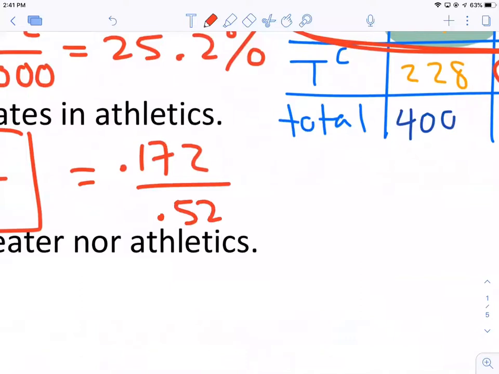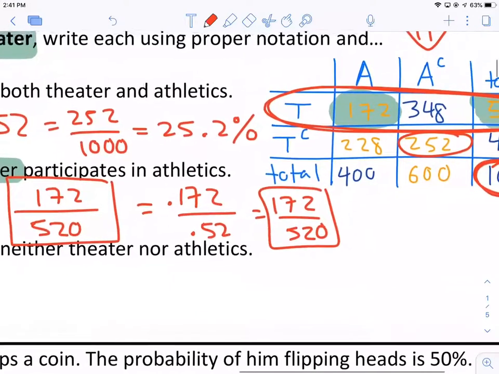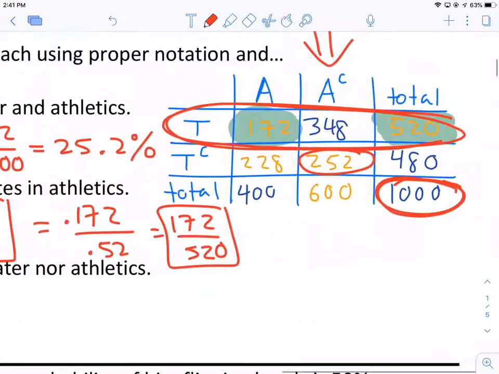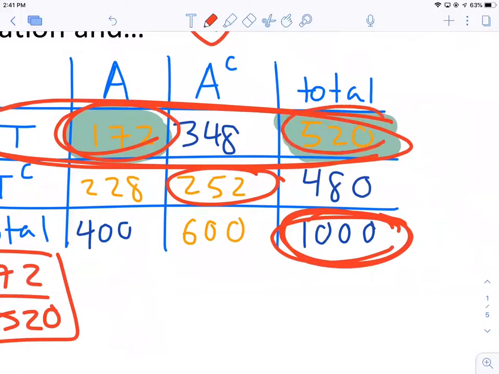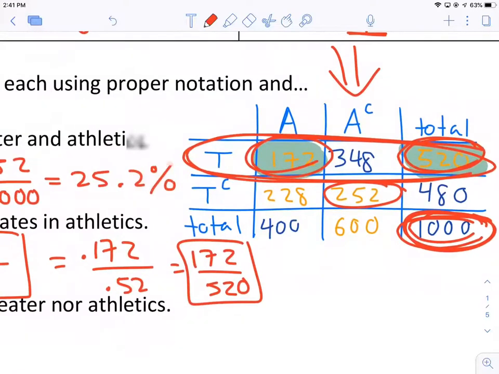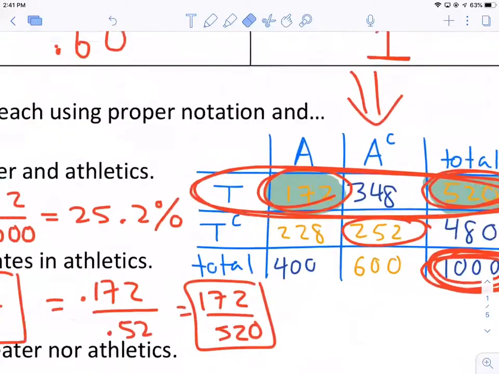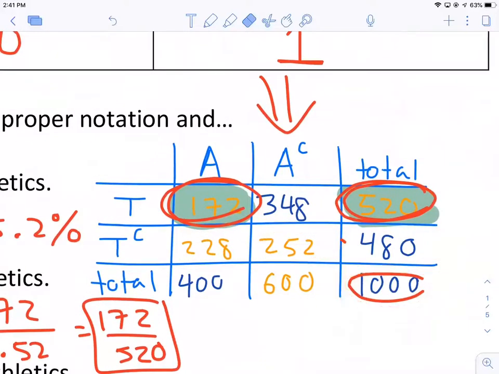And of course, that is the same thing. That's 172 over 520. So here we go, that's your answer. If you want to use the probability formula for the frequency table, well, the probability that they're in theater is 172 over 1,000, and then 520 over 1,000. You get the same exact thing here. But hopefully thinking about it makes sense, and hopefully also using the formula makes sense for conditional probability.